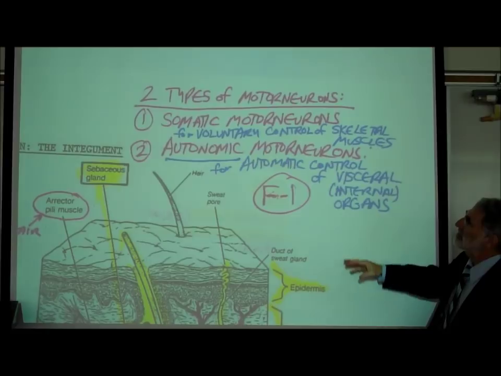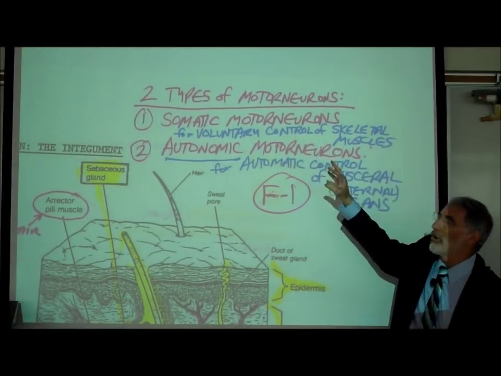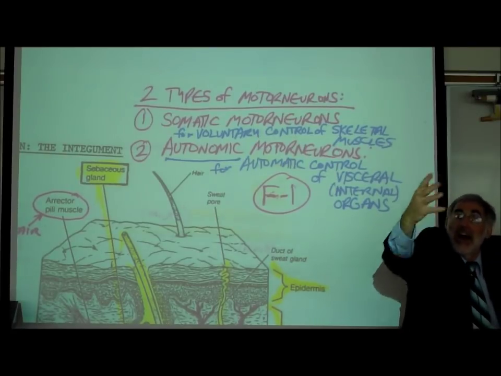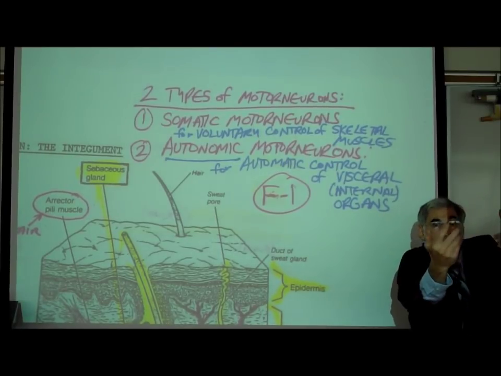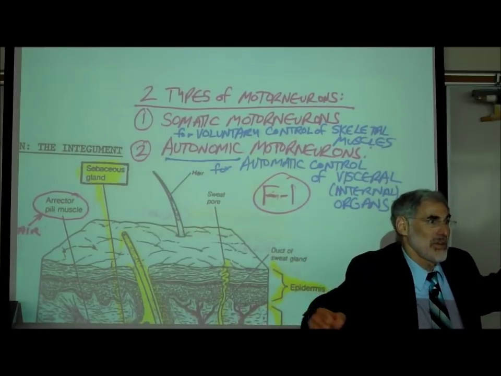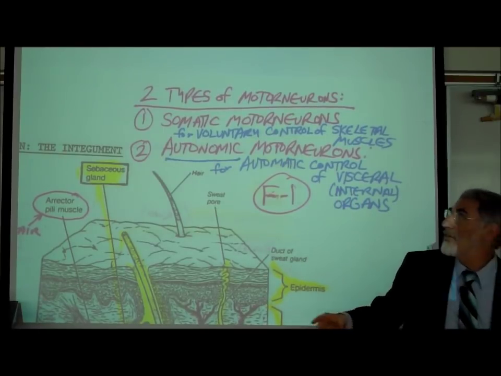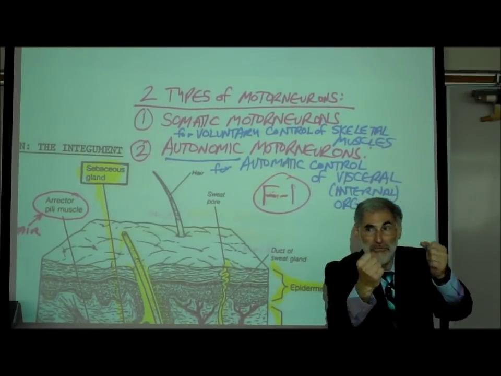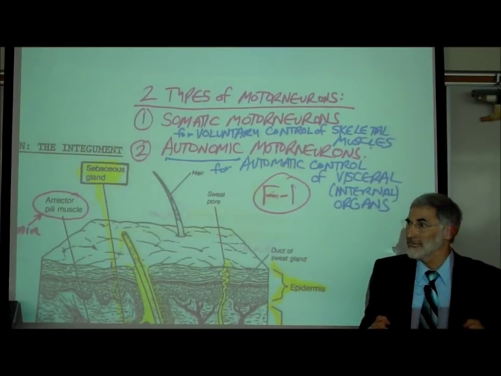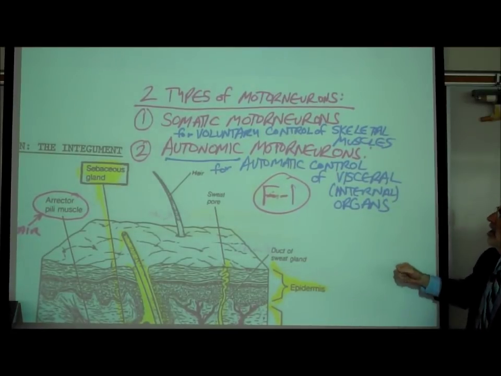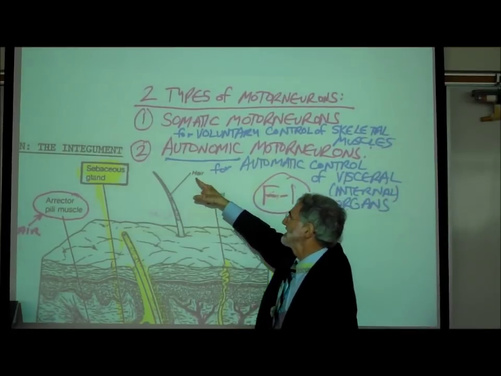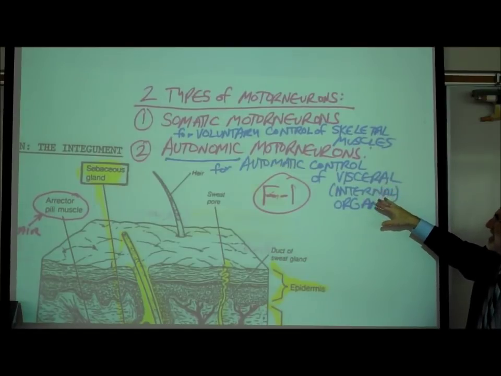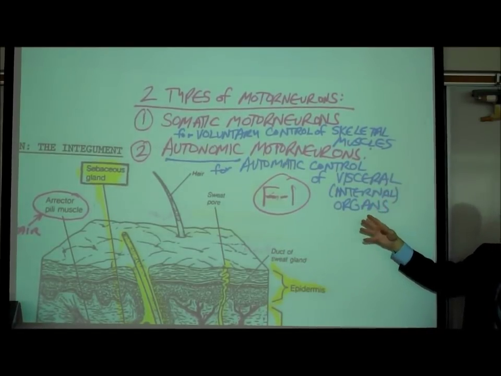Somatic motor neurons allow voluntary control of our skeletal muscles. So what activates our skeletal muscles in our fingers, in our arms, are somatic motor neurons, and they are under voluntary control. I have voluntary control over my finger muscles, over my arm muscles. Those are skeletal muscles. Autonomic motor neurons, this second type of motor neuron, are for the automatic control of visceral organs.